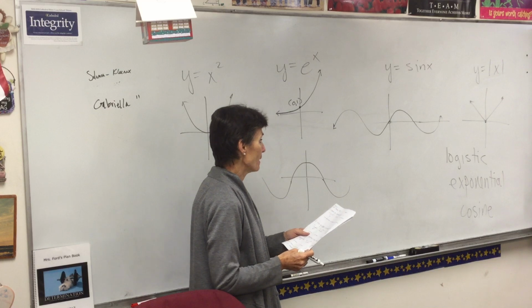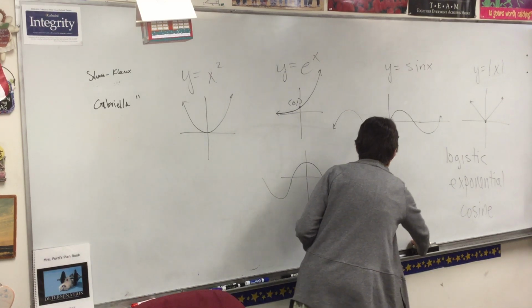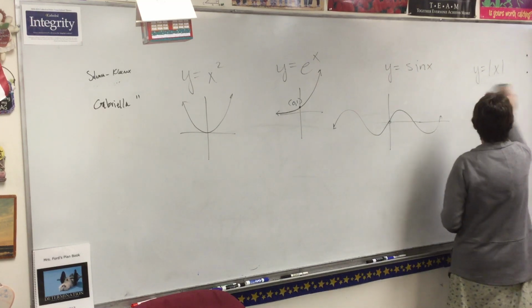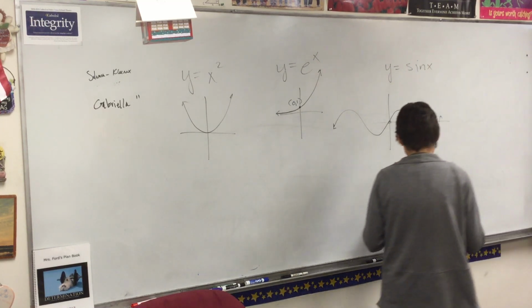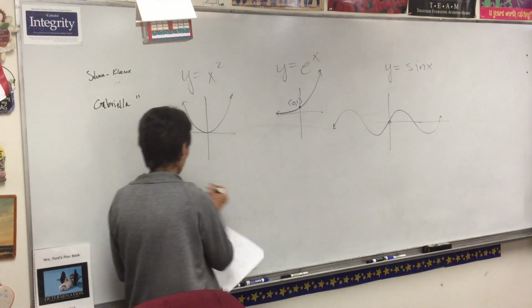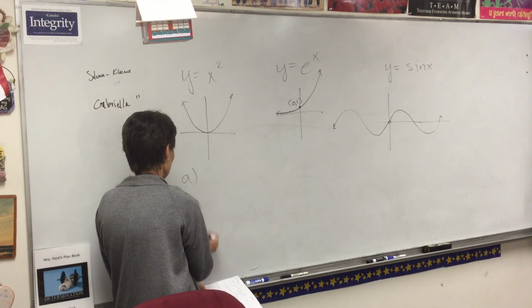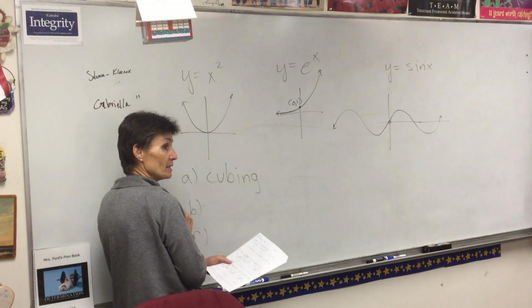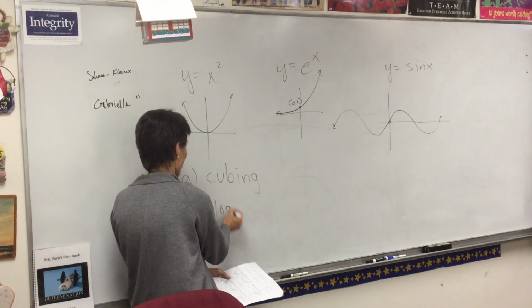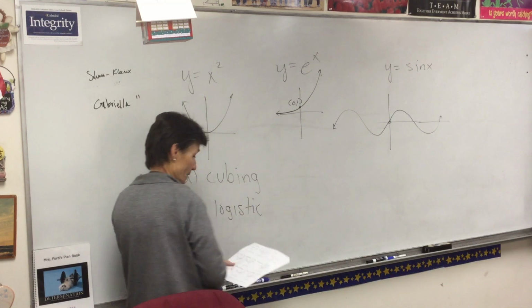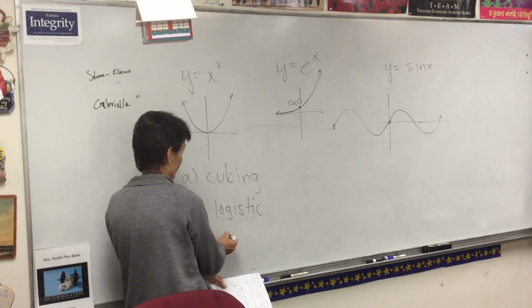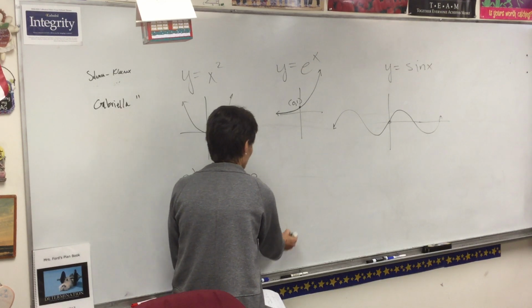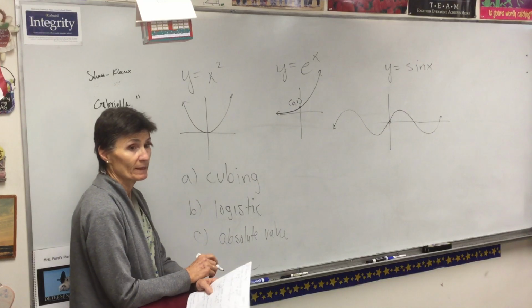Write the name of the indicated function. These are the old ones. All right, so what's the name of the functions in number 2? What have I got there? I have the cubing. I have the logistic. And I have the absolute value. Those are the answers to part 2. Everybody okay?